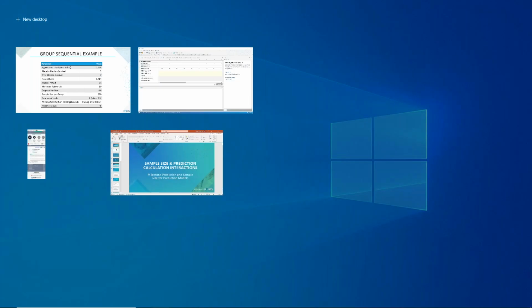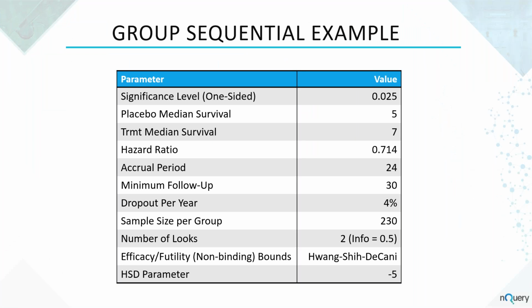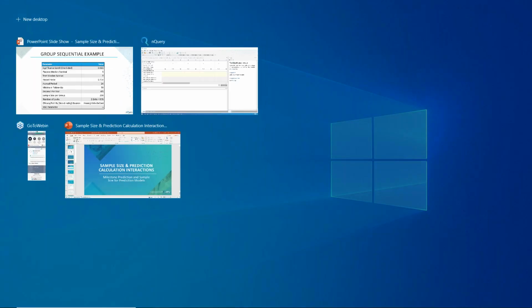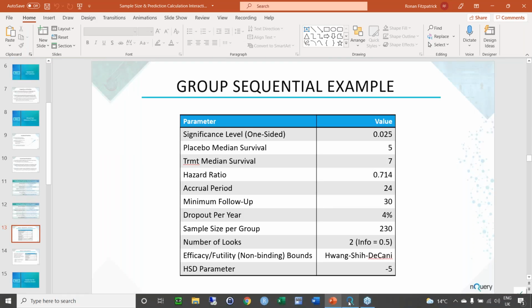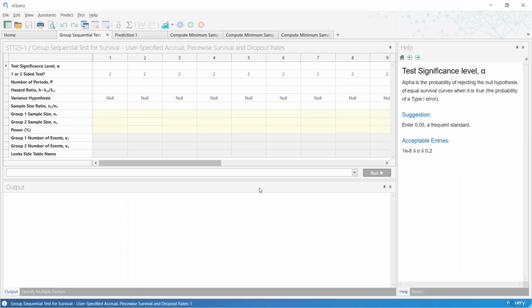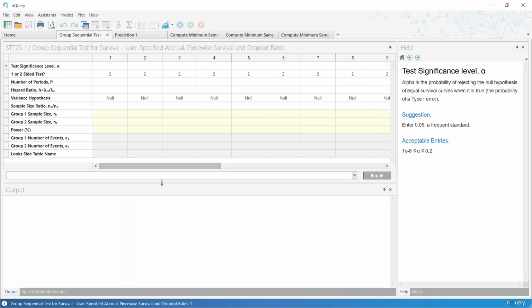So I think the first thing you want to do then is to do this sample size calculation in Enquiry, and then we'll have an idea of what the overall design looks like, what the number of events is, where the interim analyses are likely to occur based on that information. So what I'm using here is STT25.